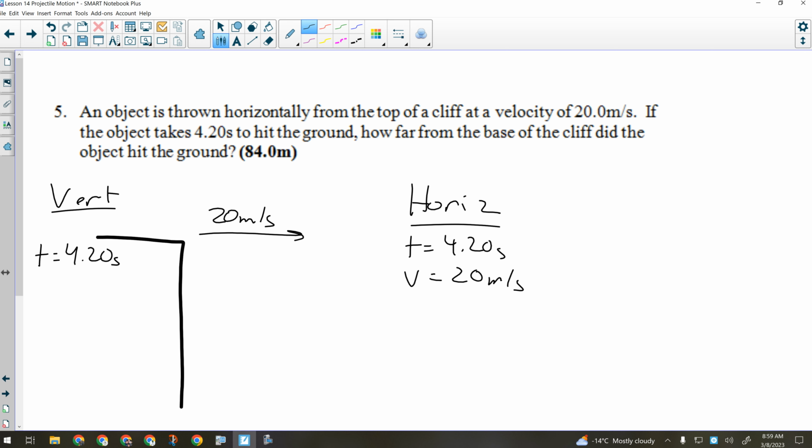How far from the base of the cliff did it hit the ground? Do I even need any of the vertical information here? No. What do I need to do? D equals V times T. I just have to use V equals D over T, manipulated for D. Sometimes they're simple, and they're tricky when they're simple, because you think there's got to be more to it. This is a prime example of that. So 4.2 times 20 should be 84, yeah? 84 meters. Oh, it's right there.